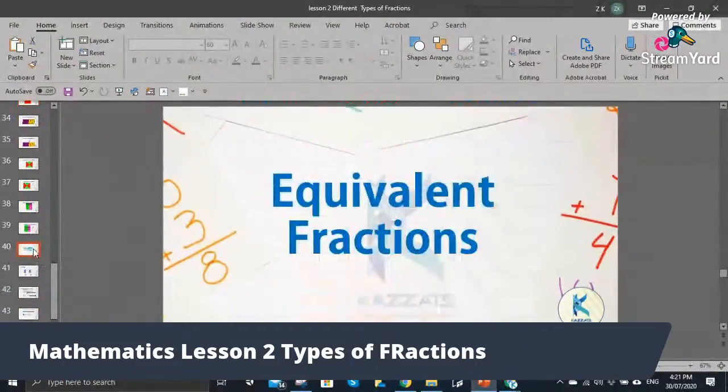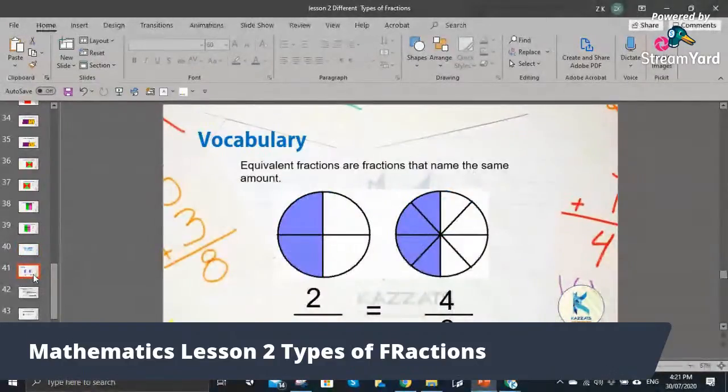We have talked about equivalent fractions, that any two fractions which give you the same area in the same shape. Like if you're talking about triangles and you are dividing it into 3 equal parts and 6 equal parts and the colored area is the same, that means they are equivalent.